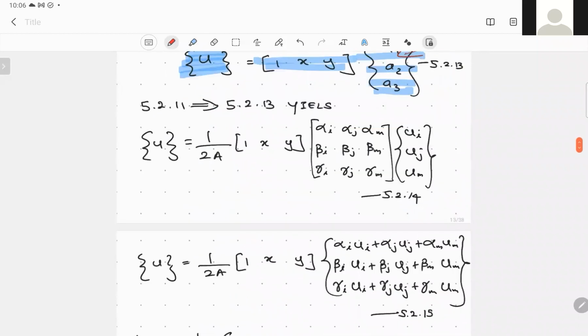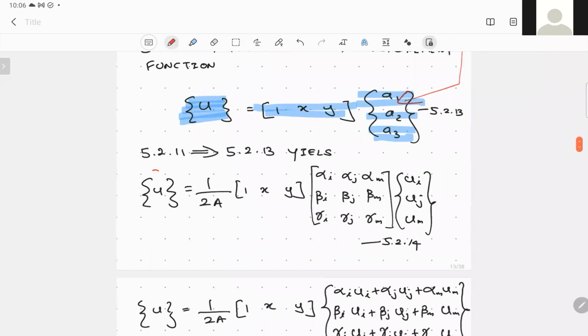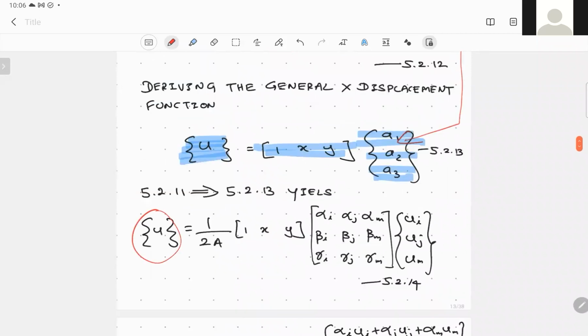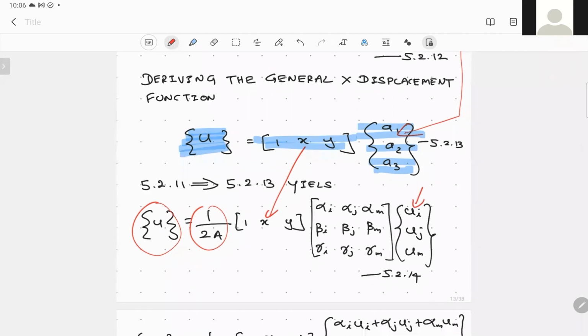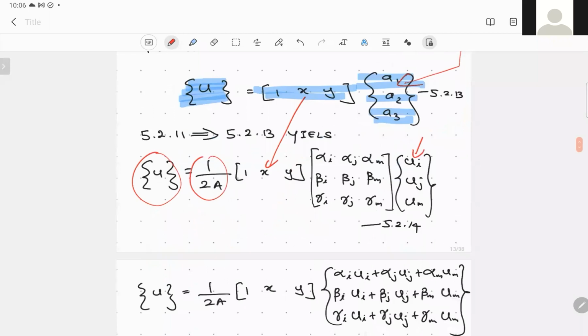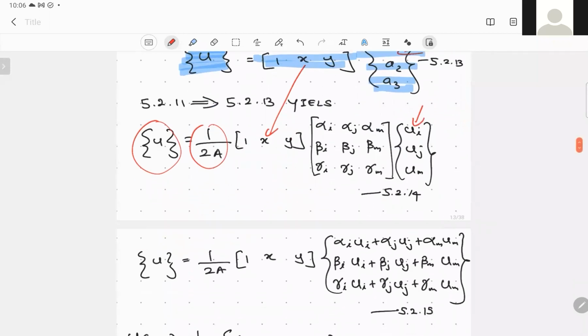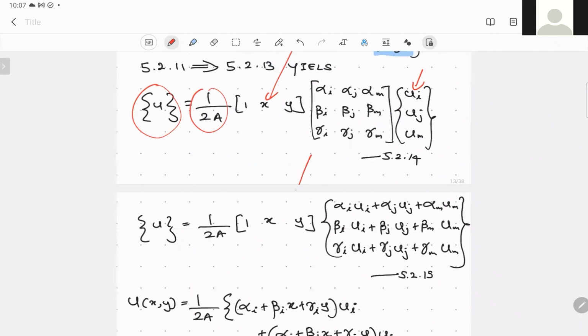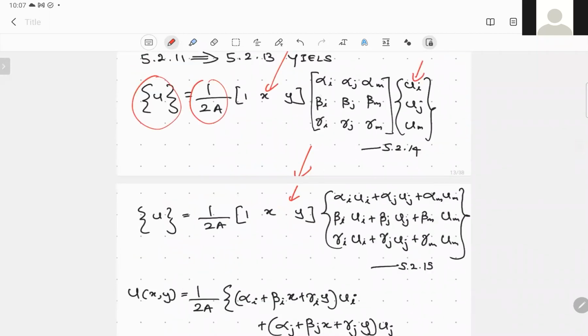So u is nothing but a1, a2, a3, which contain 1 over 2A. We take it out, and of course the 1, x, and y matrix will be the same here, and it has to be multiplied by the alpha, beta, gamma matrix and the corresponding displacements. When we work out this matrix multiplication, you would end up getting equation 5.2.5. These are really straightforward.